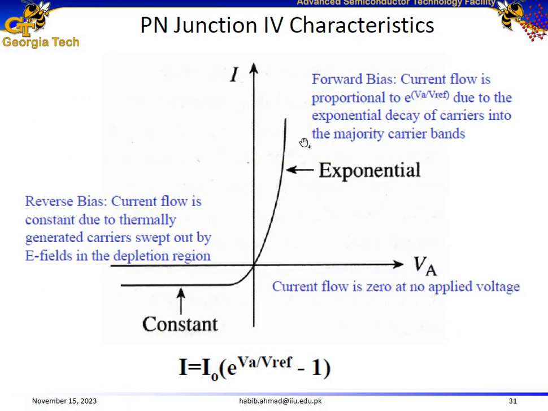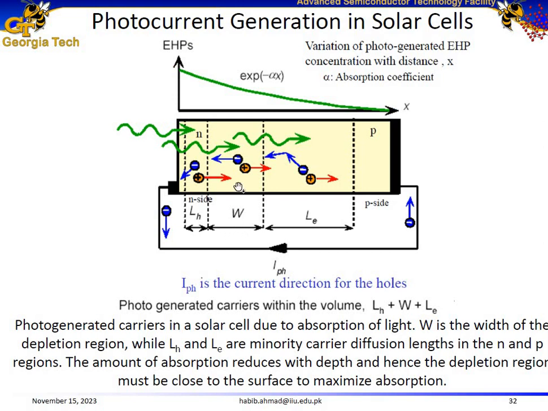So here is the IV characteristic of a diode under dark conditions, under no light. We know that there is a small reverse leakage current, and the forward current is exponentially proportional to the applied voltage. And because of the incident light, there is flow of carriers resulting in a photocurrent.